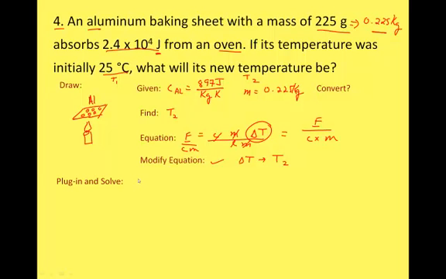So plug in. Delta T is equal to E, which is now 2.4 times 10 to the 4th joules, divided by C, which is 897 joules for every kilogram K, and this is times the mass, which is 0.225 kilograms over 1. And this line extends all the way across.